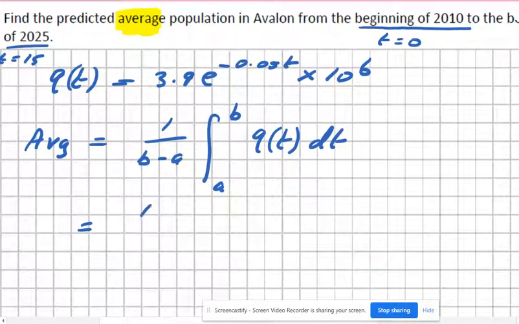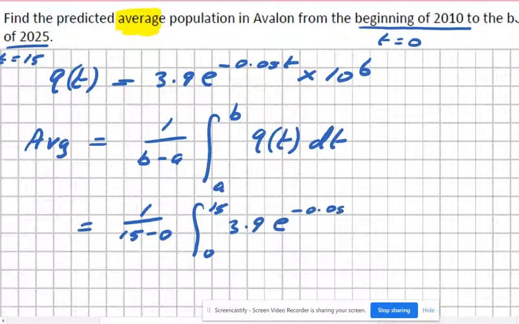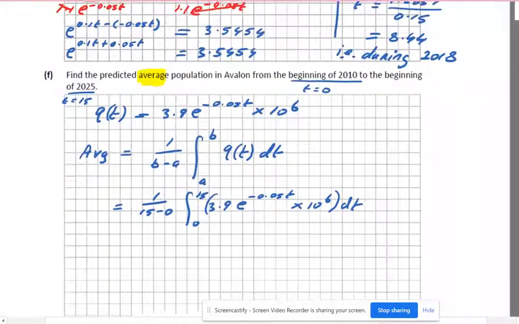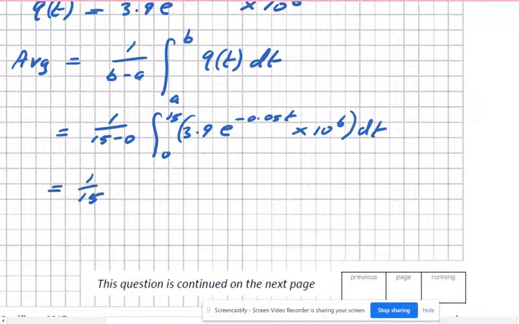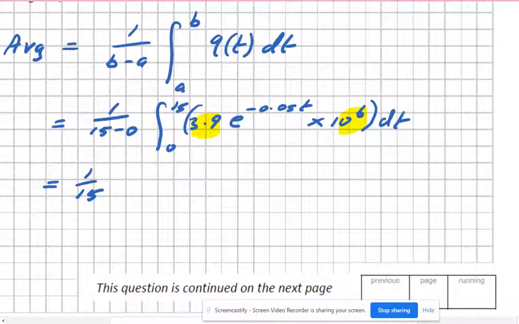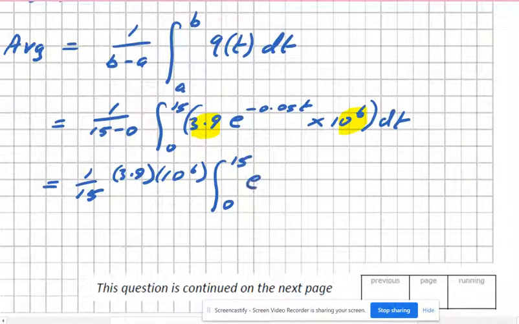So you fill in 1 over 15 minus 0, integral between 0 and 15 of Q, which is 3.9 e to the power of minus 0.05t by 10 to the power of 6, and that's all dt. Now we'll keep going with integration. So 1 over 15. Now at this stage, there's a technique in integration which speeds things up. Any constants that are multiplied, you can take them outside because they don't affect the overall integration. So you can bring those out. So the 3.9 comes outside, as does the 10 to the power of 6. And you're left with the integral between 0 and 15 of e to the power of minus 0.05t dt.